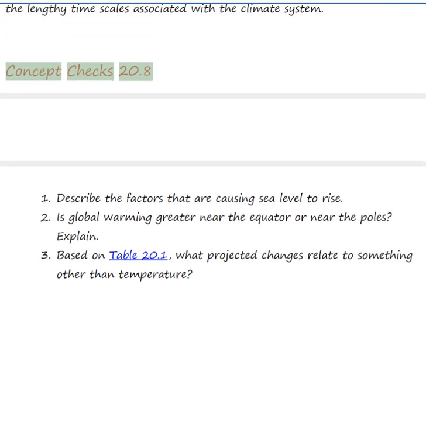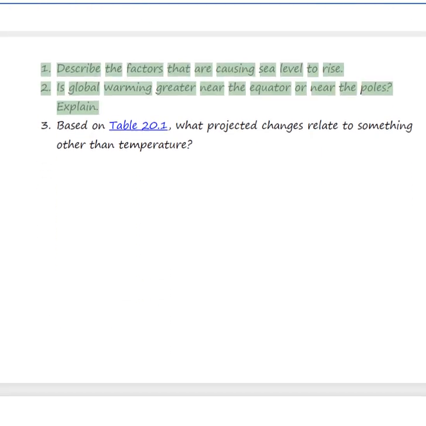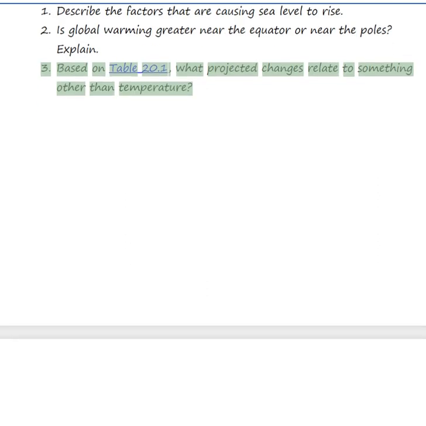Concept checks 20.8. 1. Describe the factors that are causing sea level to rise. 2. Is global warming greater near the equator or near the poles? Explain. 3. Based on Table 20.1, what projected changes relate to something other than temperature?